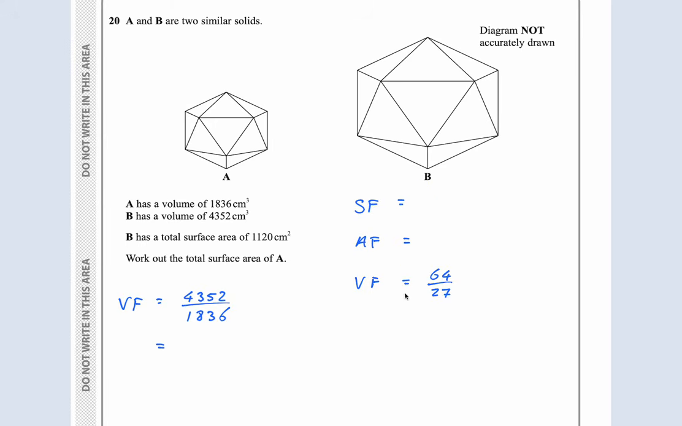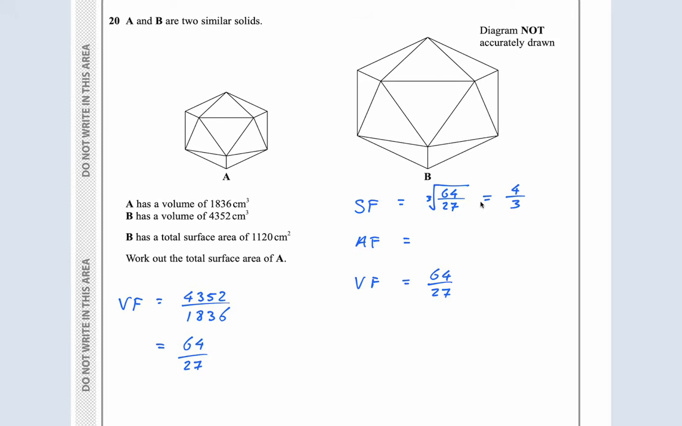Okay. Once I have the volume factor, 64 over 27, I can find the scale factor. So guys, always go to the scale factor. Even though I'm dealing with area, do the scale factor first and then get the area factor. So if the volume factor is 64 over 27, the scale factor is the cube root of 64 over 27. Now, the reason I said that's a nice number is because the cube root of 64 over 27 is 4 over 3. Because the cube root of 64 is 4, the cube root of 27 is 3.